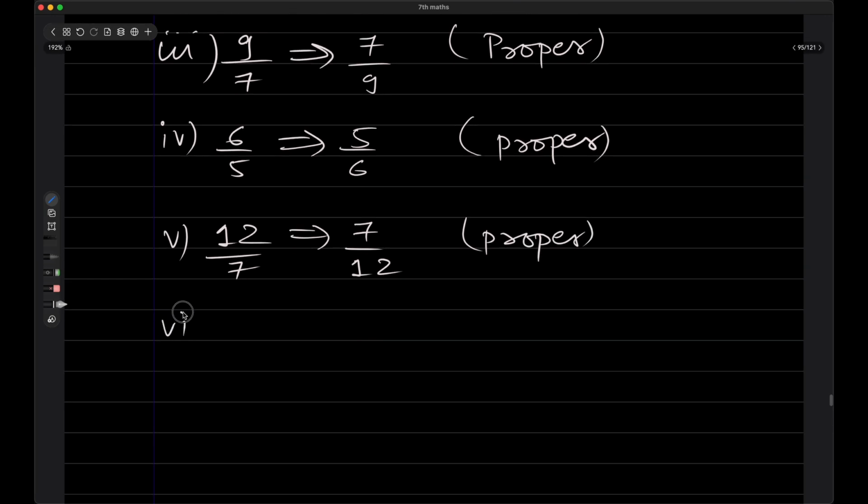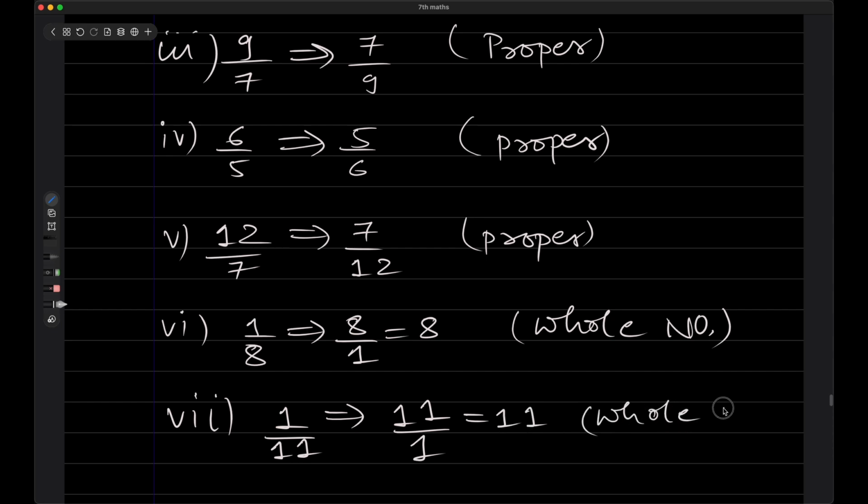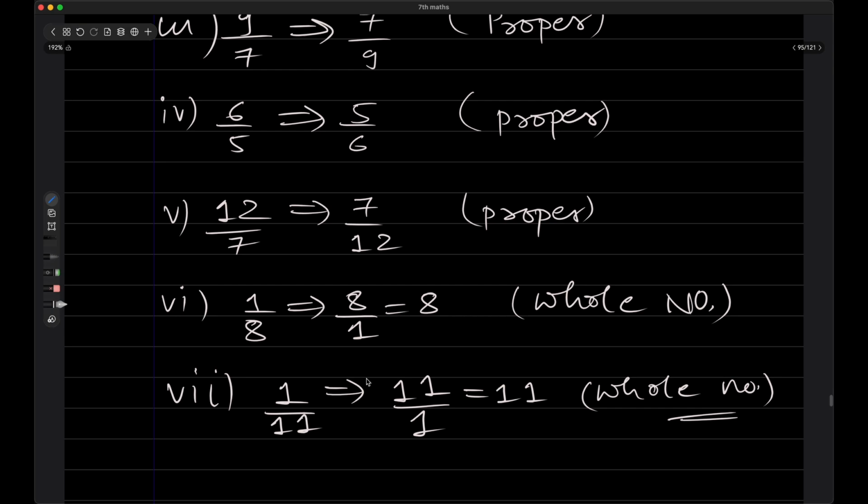Sixth, 1 divided by 8, the reciprocal will be 8 divided by 1, or we can write 8, and 8 is a whole number. Last, seventh is 1 divided by 11, the reciprocal will be 11 divided by 1, that is equals to 11, and this is a whole number.